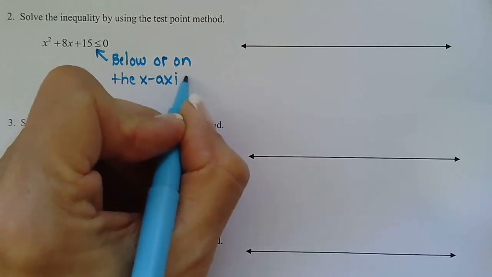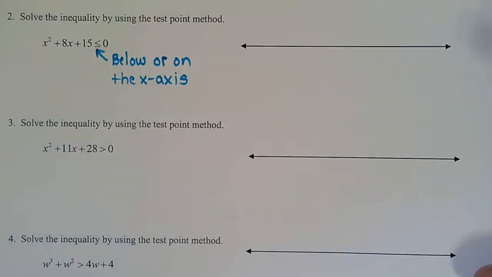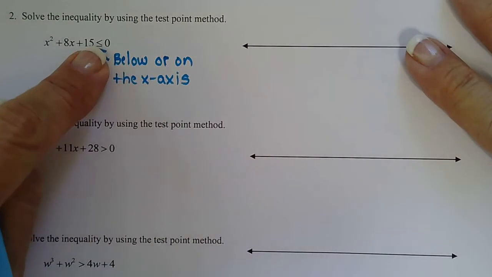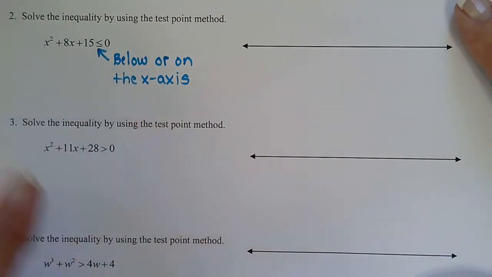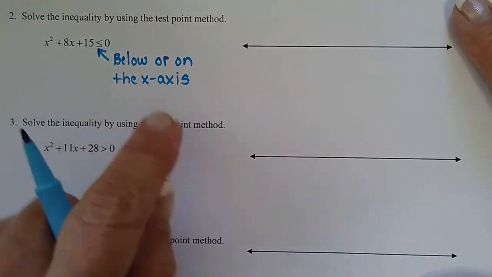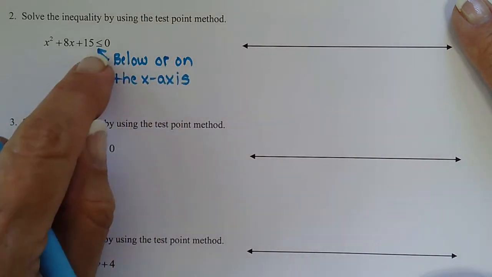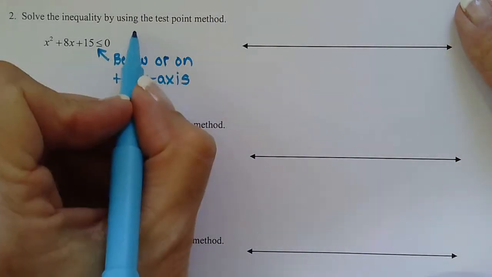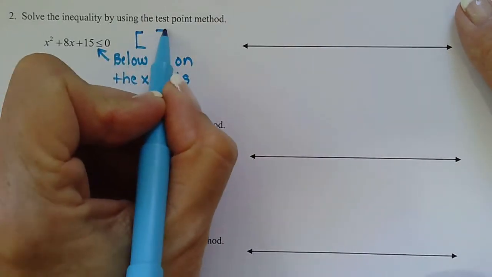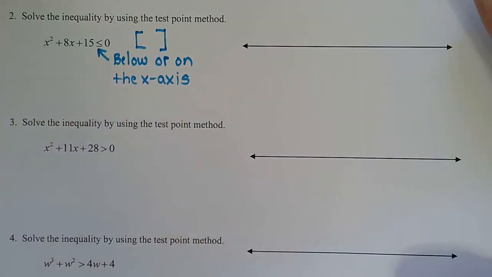So remember what we wrote on the first page. Less than is below, greater than's above. It's like common sense. If you're less tall than someone, you're below them. If you're taller than someone, then you're above them. So less than is below the x-axis, greater than's above. And the reason I wrote "or on" is because of that equal sign. And you might even want to remind yourself this problem's going to get brackets because of that equal sign.